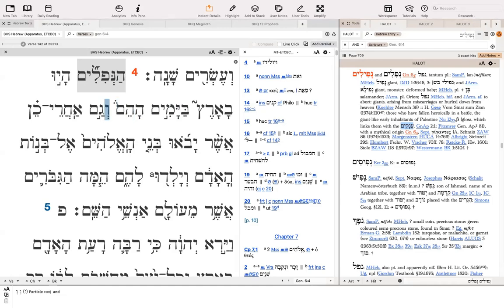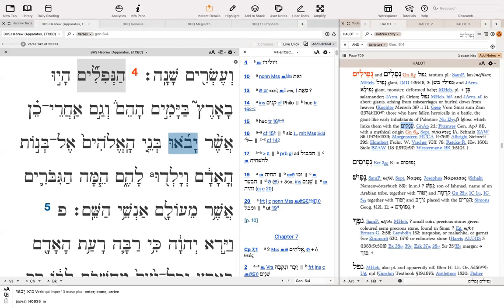Then we have our conjunction here, v'gam, and also. So we've established the giants were in the land in those days, and also acharei chen. Acharei means after. Chen means thus. These two words are often put together as sort of an idiomatic phrase meaning afterwards. So afterwards, asher yavo'u, which they came. So we have here a third masculine plural qal verb here of bo.